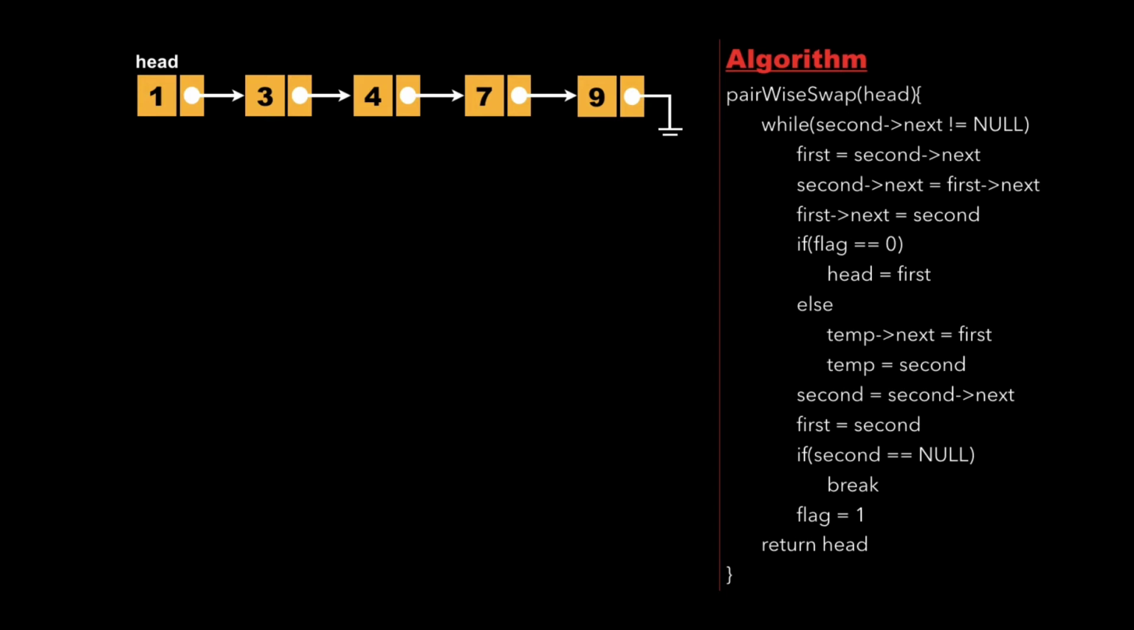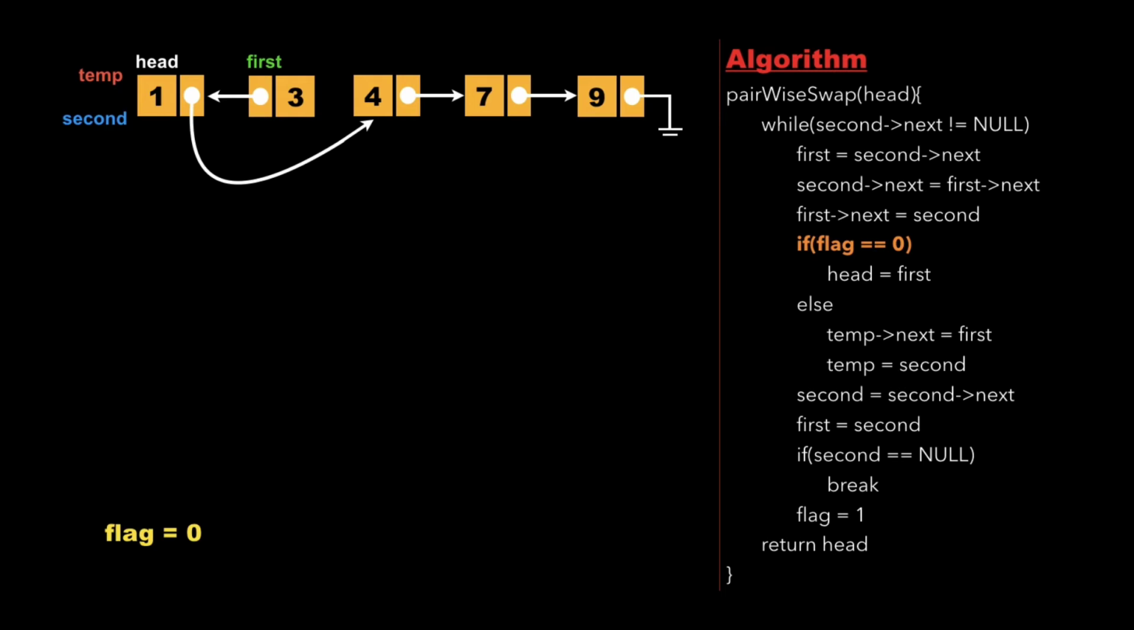Initially, we declare a few node pointers, namely temp, first and second, as well as we create an integer value called flag and assign it to 0. So first we check for the condition whether second of next is not equal to null, which is true. So we enter the while loop and we make first as second of next. So first points to the node 3. Then we update second of next as first of next. That is the next pointer of the node 1 will now point to the node 4 and we make first of next as second, that is we swap the first two nodes 1 and 3.